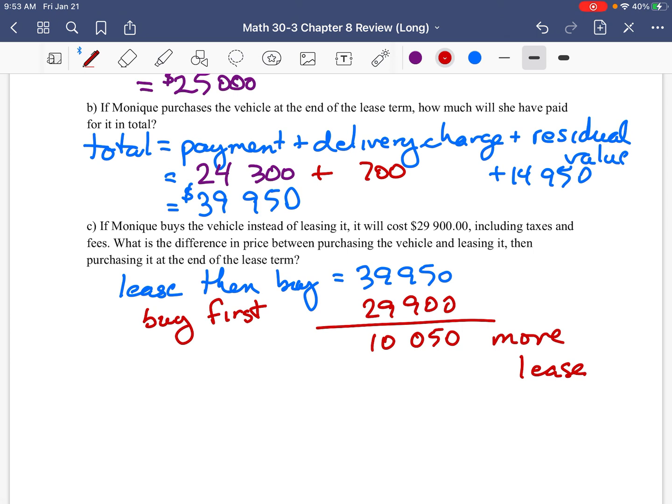Now, why would she buy first? What are the options? Allow me to rephrase that. Now, there should be a question D here. Which is better, leasing or buying outright? Offhand, this is one of those questions where you go, I don't know. If you lease it, there's not much of a down payment. You basically sign for it and you drive it away.